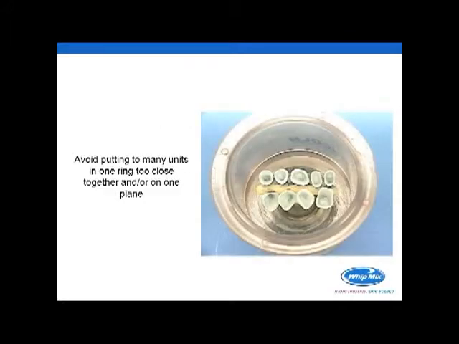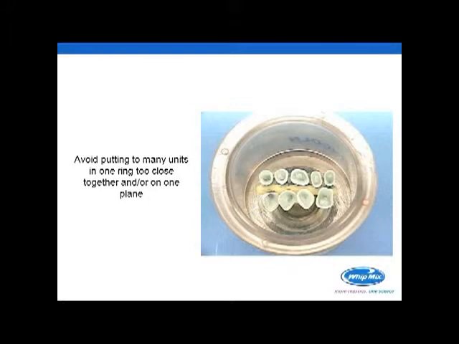Now, we talked a bit about too many units in one ring too close together. The other thing that happens is if they're all in one plane, that mass of wax in one place is going to try to expand in one place, and generally in one or two directions, and can cause cracking in between. So make sure that you've got enough distance in between your units, or that you vary the height in your sprues. That's another good one to give you some more transition so that there's not that mass all in one horizontal or vertical plane.